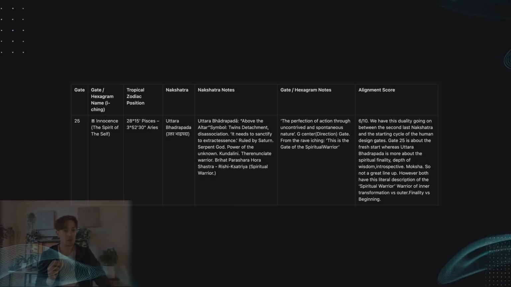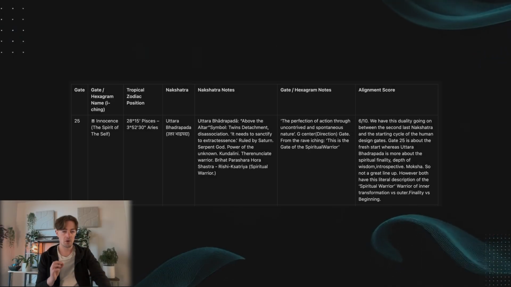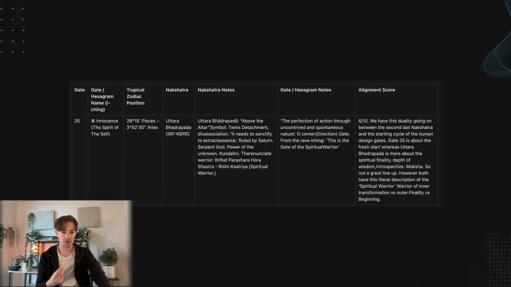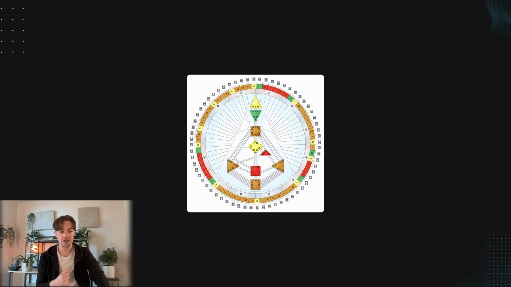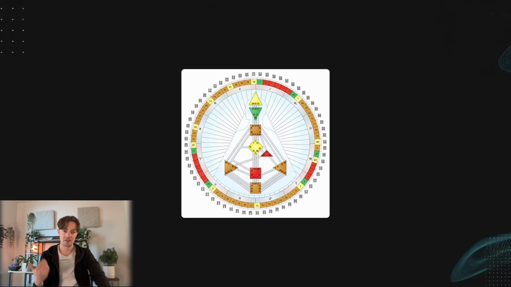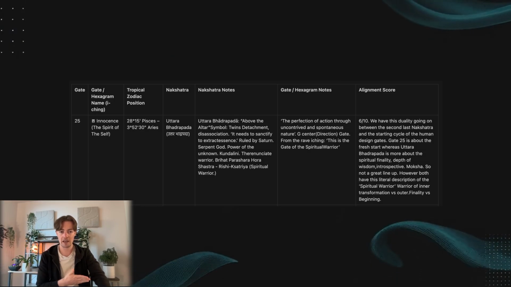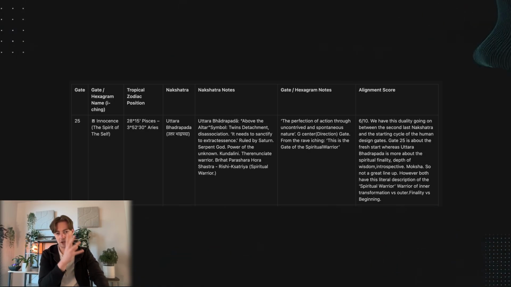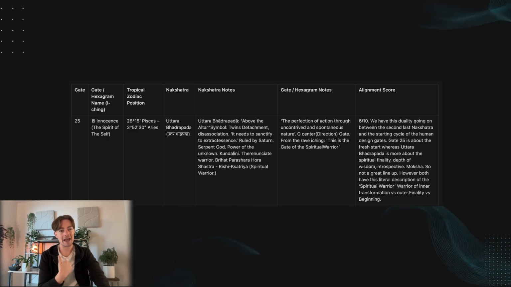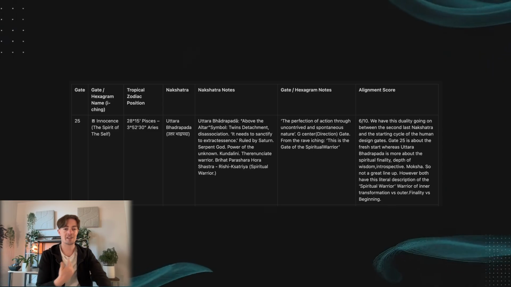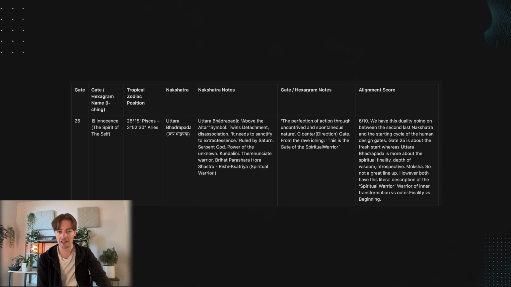So let's start with gate 25, Innocence, the spirit of the self. The tropical zodiac position here is at 28 degrees of Pisces through to 3 degrees 52 of Aries. So to start out, we're kind of starting at the end, beginning at the beginning. It crosses the end of Pisces, the very end of the tropical zodiac, and enters the beginning of Aries. So it kind of has this very last and very first type of thing going on.